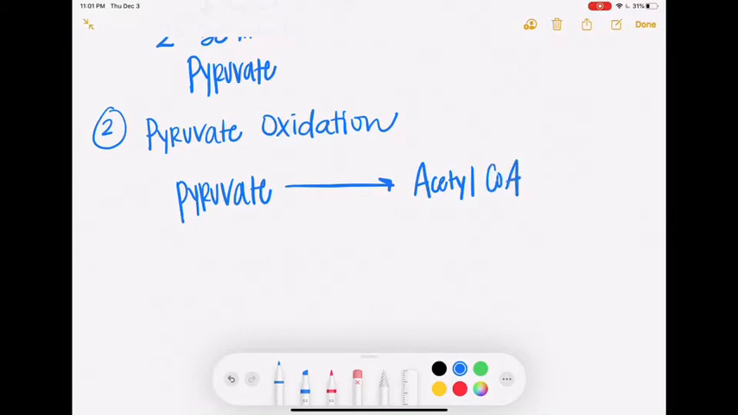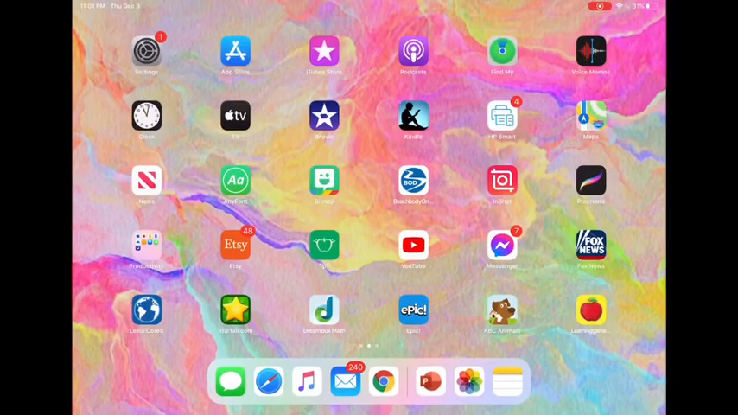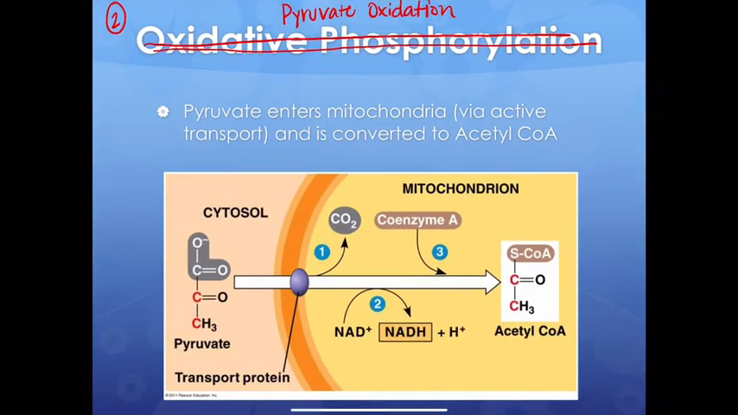Okay? Converted to a molecule called acetyl-CoA. Now this happens in the mitochondria. And so how did we get from the cytoplasm to the mitochondria? Well, we got there by this guy, a little transport protein. So there's a transport protein that carries the pyruvate from the cytoplasm to the mitochondria.